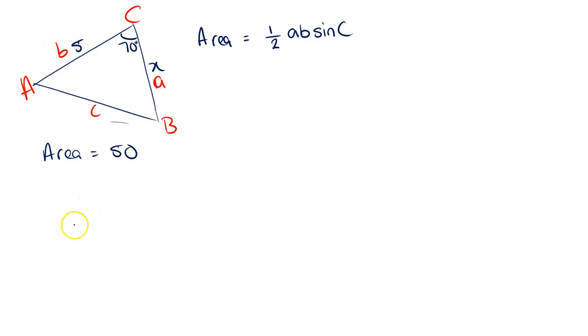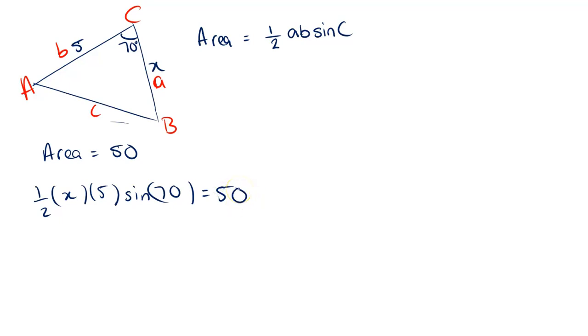And then once you've labelled everything up, we're going to go ahead and substitute into the formula. So I have half multiplied by lowercase a, which is x, multiplied by lowercase b, which is 5, times sine of 70. And then this is now equal to 50, and I'm going to solve for x.